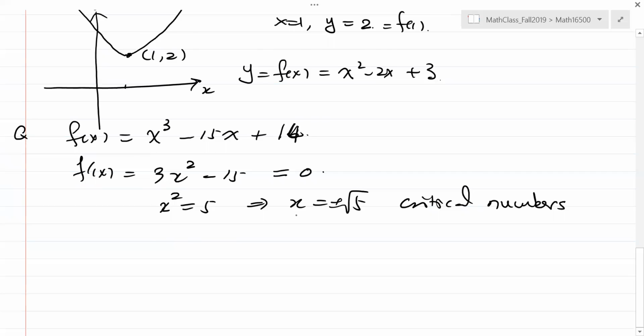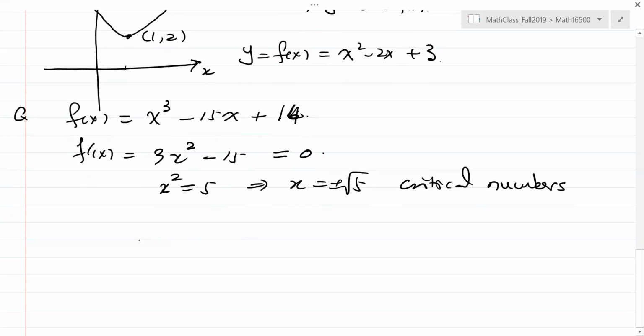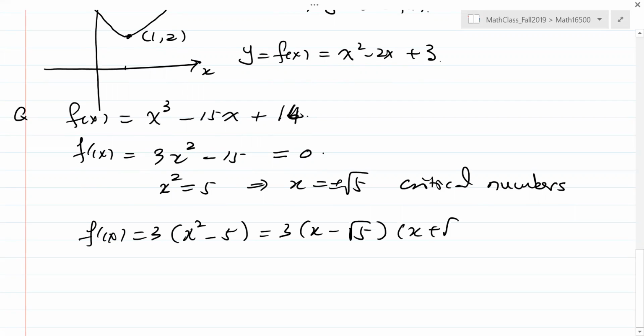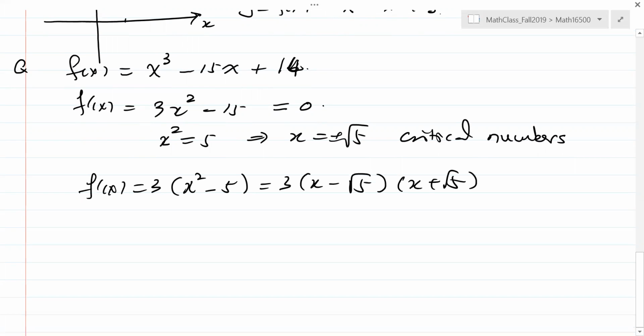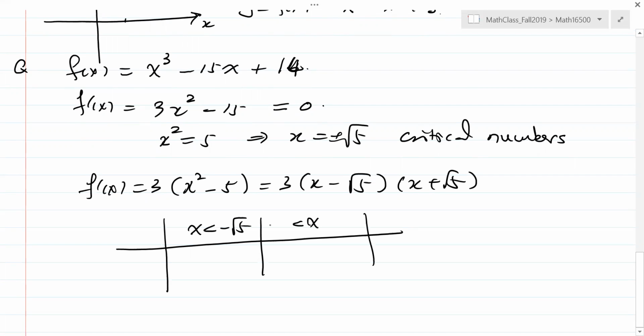I have two zeros for the derivative. So you can express it as x squared minus 5, which can be written as x minus square root of 5 times x plus square root of 5. We want to know the sign of the derivative. With two zeros, you can make a chart: x less than negative square root of 5, x between negative square root of 5 and square root of 5, and x greater than square root of 5.